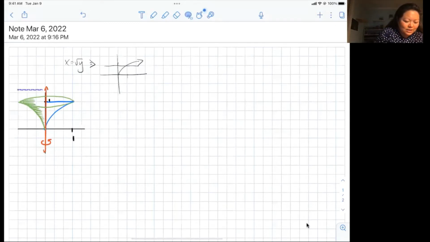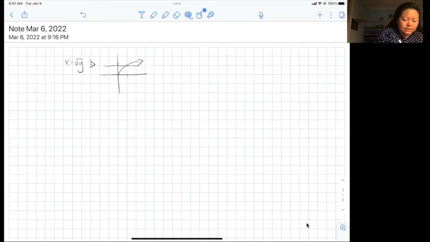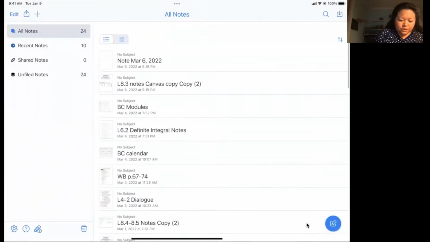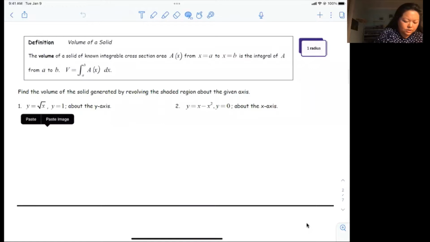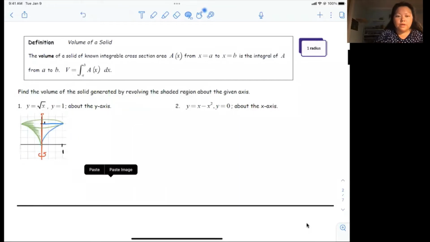All right, so next thing you want to do is take your graph and literally cut and paste it into your notes here. Okay, so I'm going to paste my image here. Here is my graph. Again, don't make it take up too much space, but you have to be able to see that this is the graph we're working with.